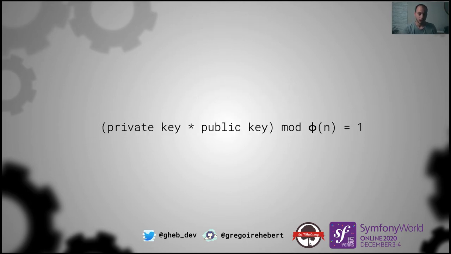We are going to find a value that is the modular inverse. What does that mean? That means that to prove that my value is a proper private key, I need to check that my private key multiplied by my public key, taken modulo totient of N, gives 1 as an answer. If not, it's not a proper private key. Now, we have our public key and private key.